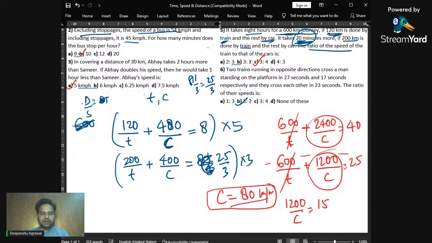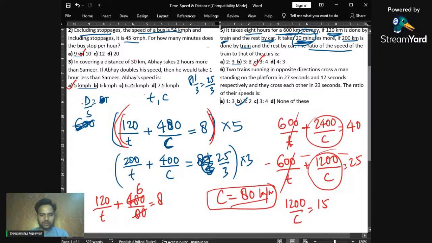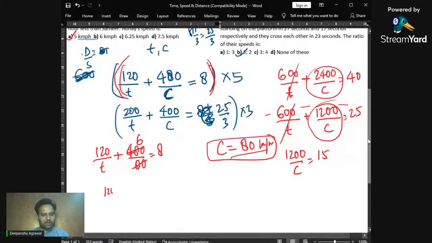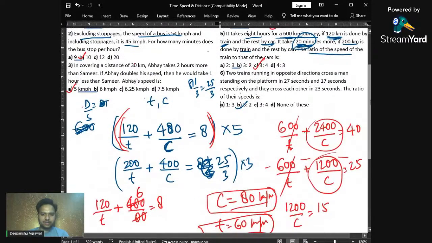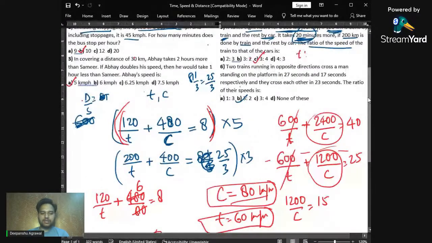Okay, so C is done: 80. Now just put the value of C in the first equation here. So from here you'll get 120 by T plus 480 by 80 is equal to 8. 480 by 80 would be 6, and from here you'll get 120 by T is equal to 8 minus 6, that is 2. So the value of T would be 60. So you'll get the ratio as 3 is to 4. As you can see, the ratio of train to car is 60 is to 80, which is 3 is to 4.